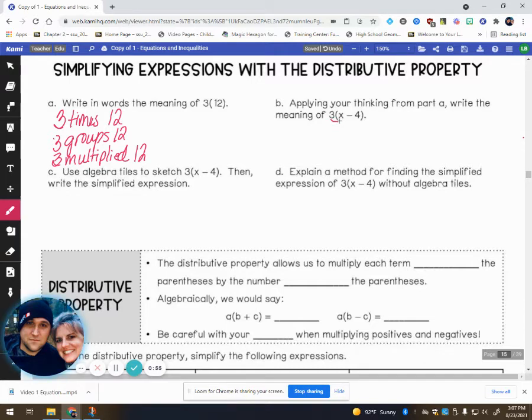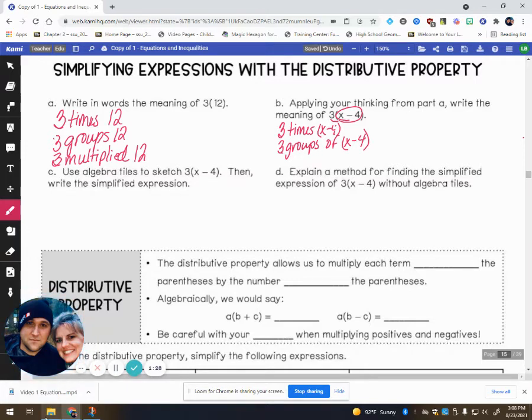3 times the quantity x minus 4. Notice that 3 is outside of the parentheses. So that means that it's being multiplied by everything inside of the parentheses. So we can say 3 times x minus 4. We could say 3 groups of x minus 4. Or again, we could say 3 multiplied by x minus 4.